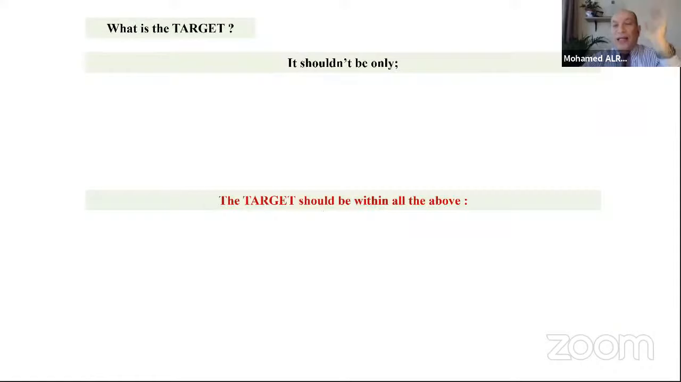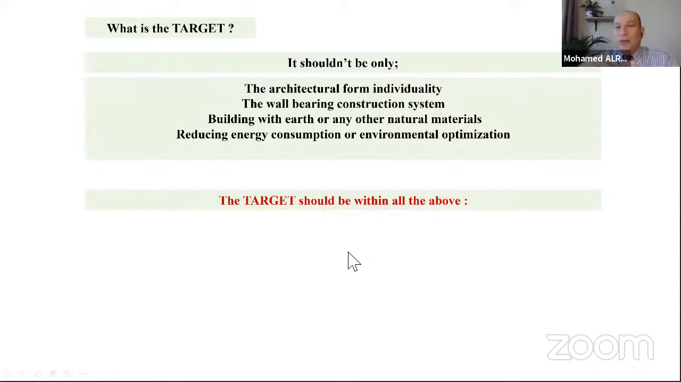And now I finished talking about the material itself, but we should ask ourselves why we are developing these materials and dealing with these researches and so on. So, the target is what? Is the target to have a unique architecture form, or just using a wall bearing structure system, or is it a target that we should use earth as a construction material, or reducing the energy consumption?